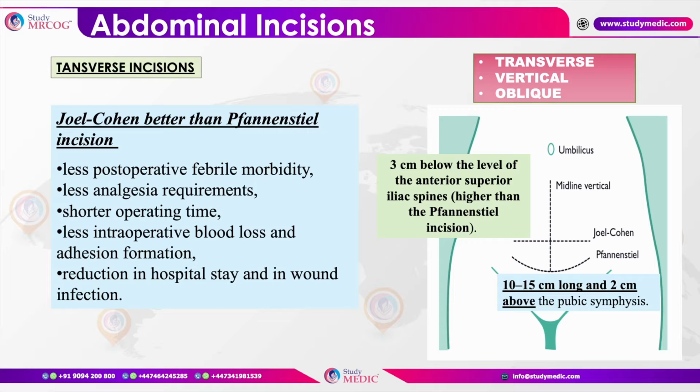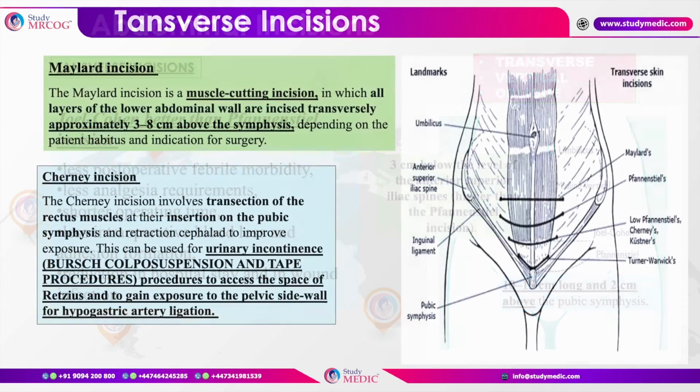For the purpose of cesarean section or abdominal surgeries, Joel Cohen is considered better than Pfannenstiel incision. Why? Because it has less post-operative febrile morbidity, less analgesia requirement, shorter operating time, less intraoperative blood loss, less chance of adhesion formation, reduced hospital stay and less wound infection.